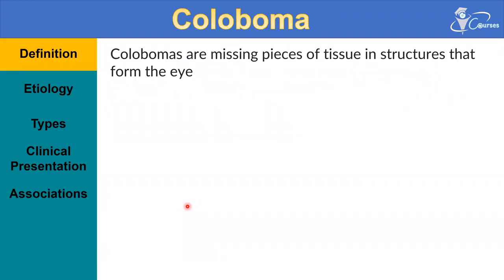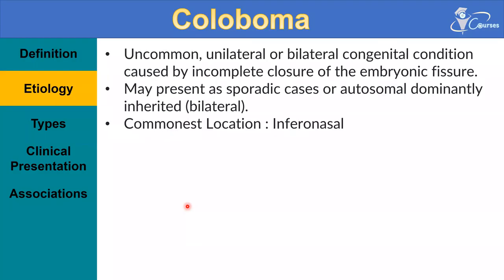The next thing about the iris, and not only the iris but also the other ocular structures, is a congenital anomaly called coloboma. A coloboma is a missing piece of tissue in the structures that form the eye. During embryonic life, there could be some missing parts or pieces. Why does this happen? This is because of what's called the closure of the embryonic fissure.